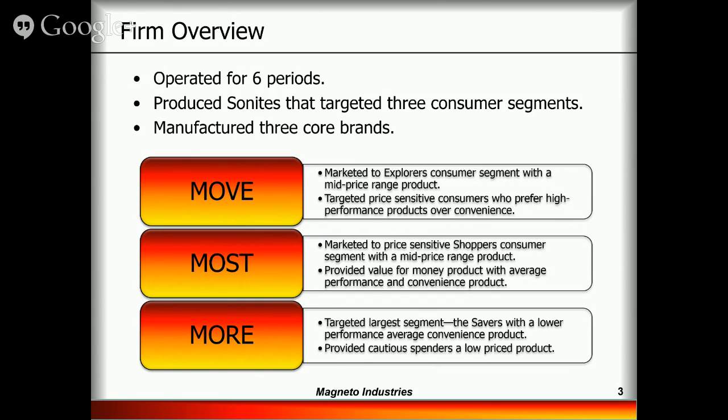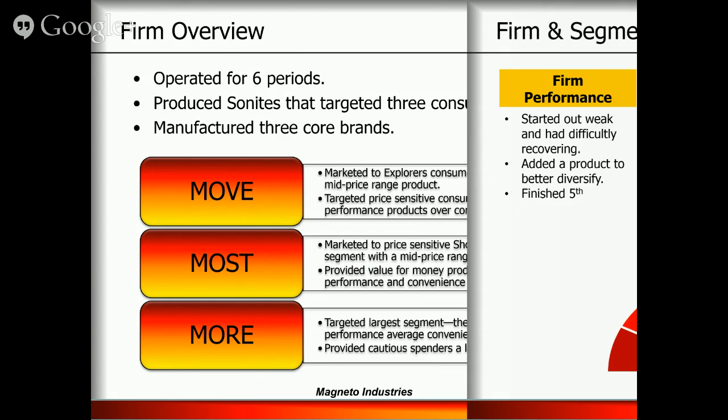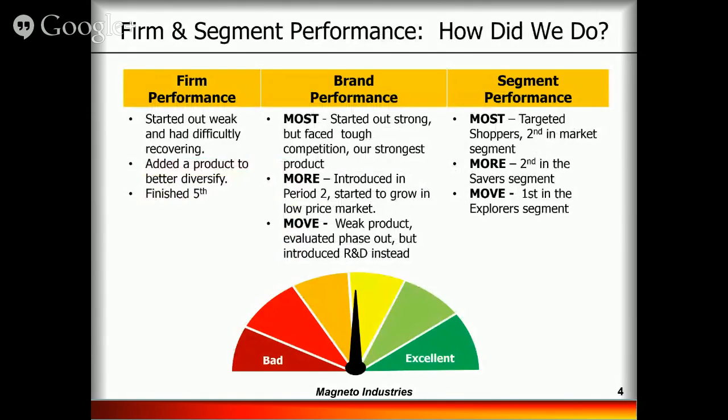And then lastly, my company sold the product More, and this product was targeting the Saver segment. They want a low performance product, average convenience, and they're cautious to spend money, but there are a lot of customers in this consumer segment, so it's important that we go after them. So how did my company do overall?